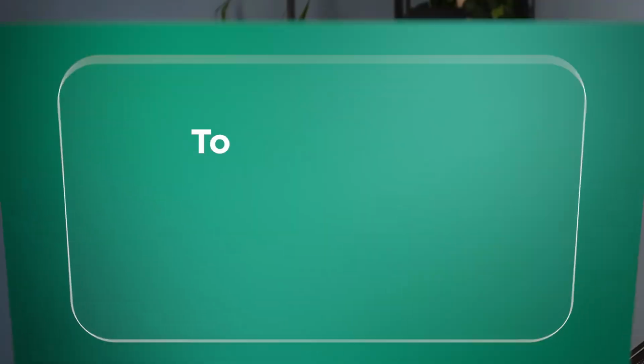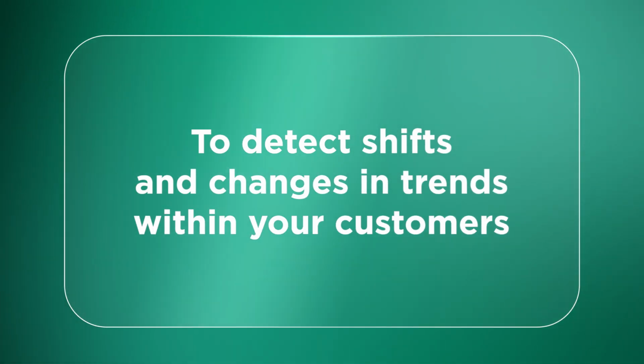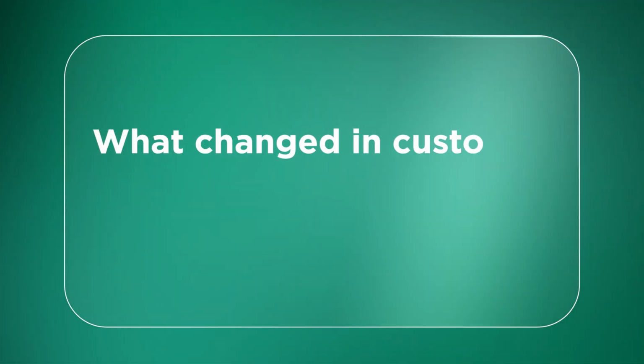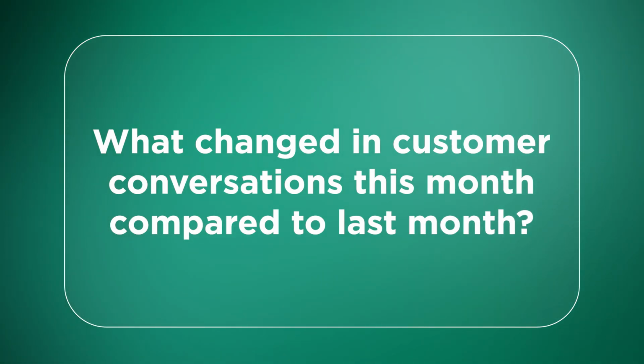The second workflow that you can set up is to detect shifts and changes in trends within your customers. So you can use a prompt like this. What changed in customer conversation this month compared to last month? Obviously, if you want to change the time period, you can simply change the prompt to reflect the time period that you want to look at.